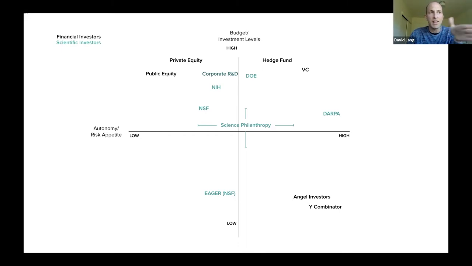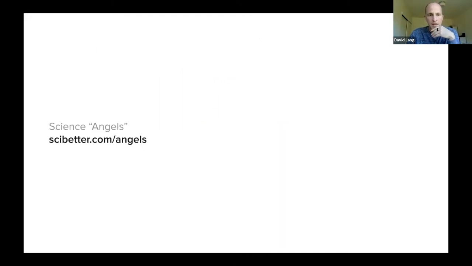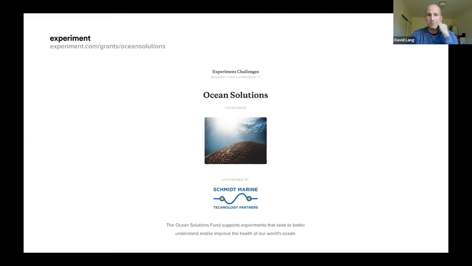Some professors have budgets that they can send grad students off on different ideas, but that's not ubiquitous and it's not really formalized. So we've proposed this idea called science angels, where we're giving budgets of $50,000, $100,000 to scientists and saying, you can fund whatever projects you want on Experiment. Fund your friends, fund projects you like, fund projects you think are crazy, but you're the ones in charge. You have the capacity to bet early on people.